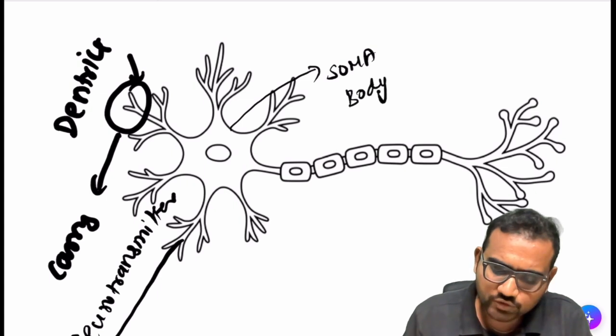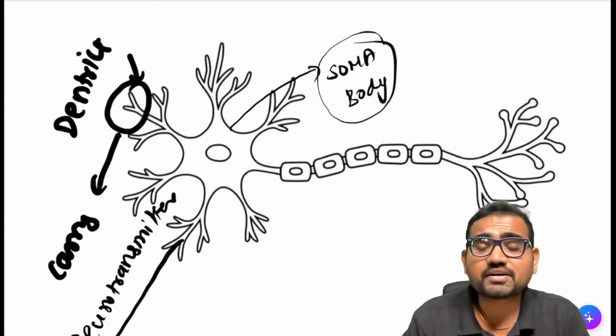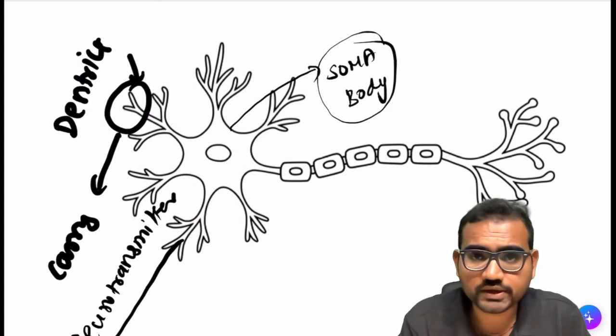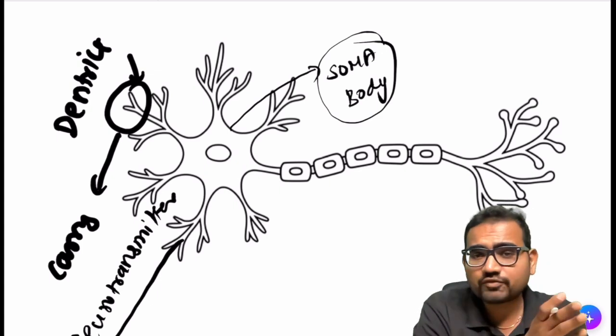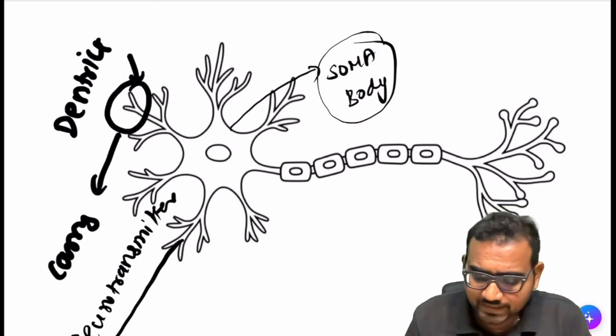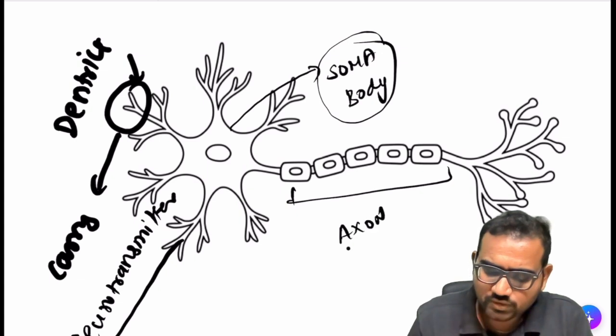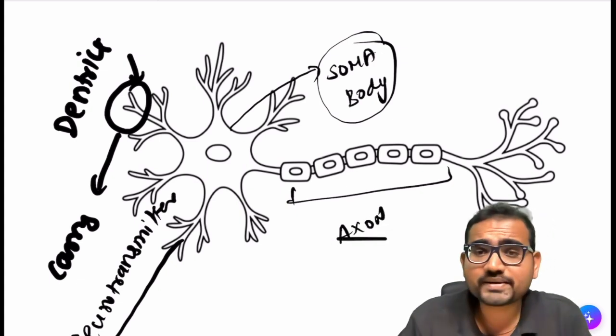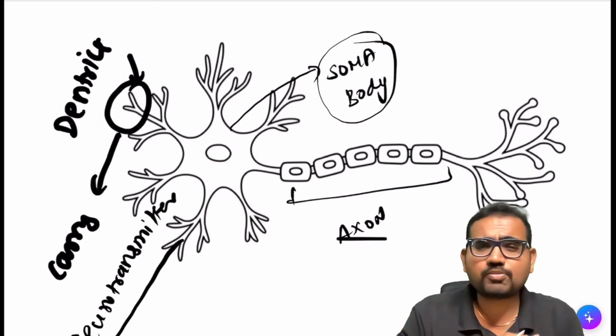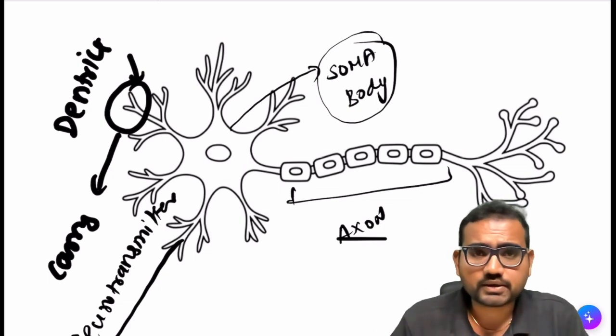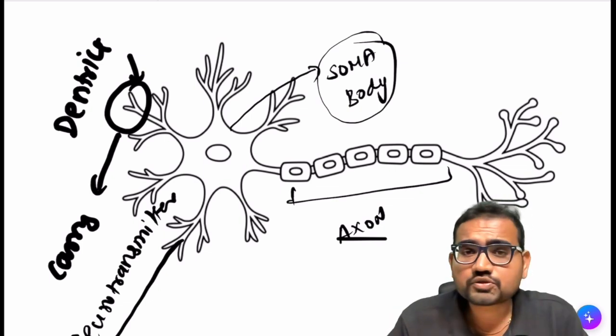The body of a neuron carries a few important structures like the nucleus. The information is carried from the dendrites to the body and then to the axon. The axon is where the action potential takes place. We'll talk about everything in the following slides. So this is the axon.